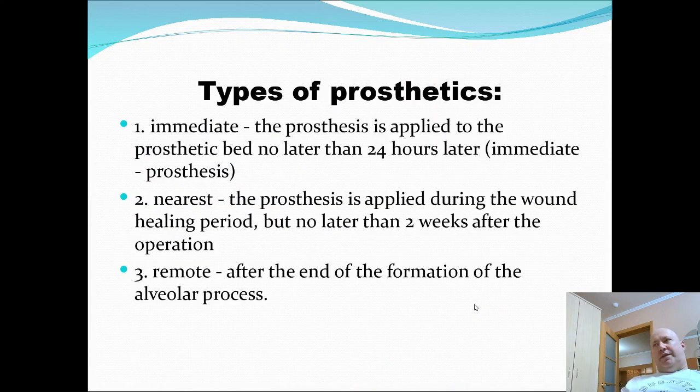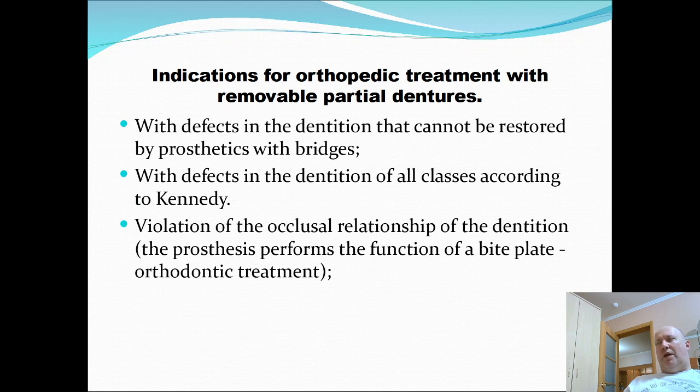Types of prosthesis. The first one is immediate. The prosthesis is applied to the prosthetic bed, prosthetic field, no later than 24 hours later, immediate prosthesis. Nearest: the prosthesis is applied during the wound healing period, but no later than 2 weeks after the operation. And remote, after the end of the formation of the alveolar process.